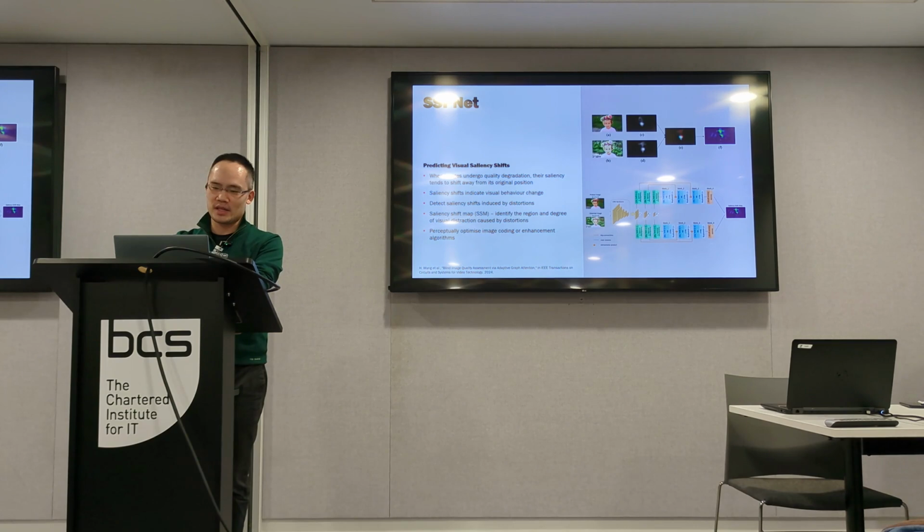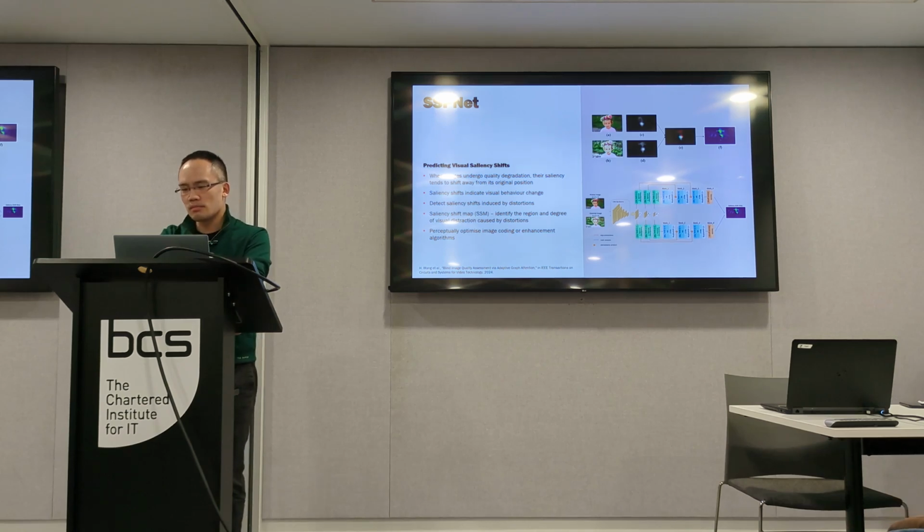So SSPnet, right? This is very interesting, especially if you are working on distortions. So what happens if distortions occur in your picture? How does that impact your eye movement? As you can see from the illustration, the saliency will actually shift away from the original places in that original picture. So that's kind of a distraction created by the distortion.